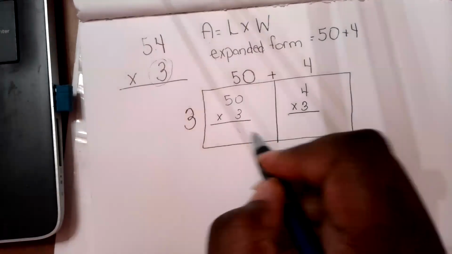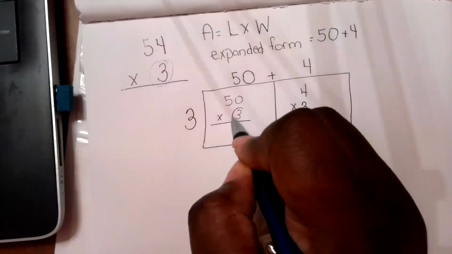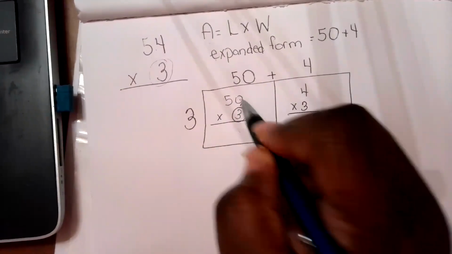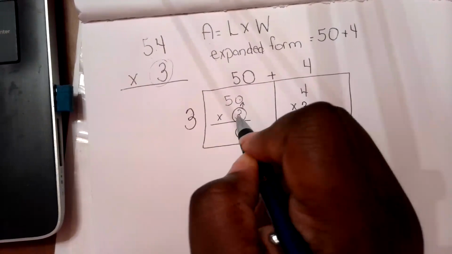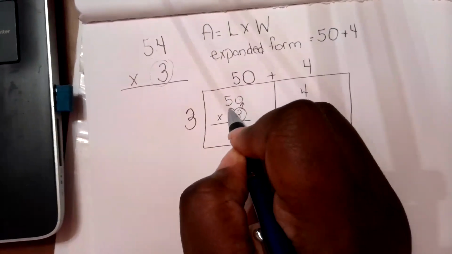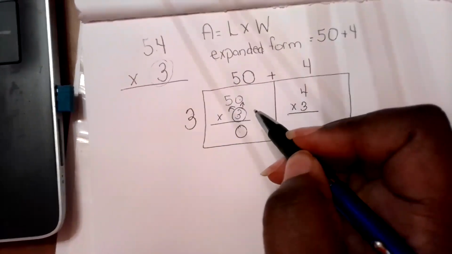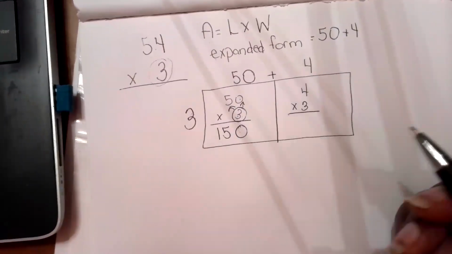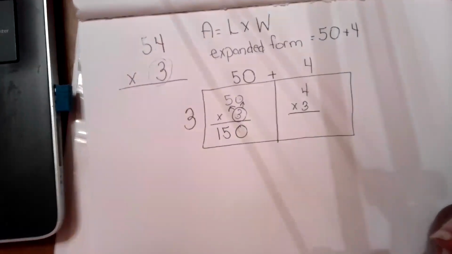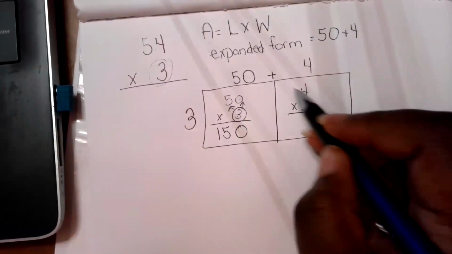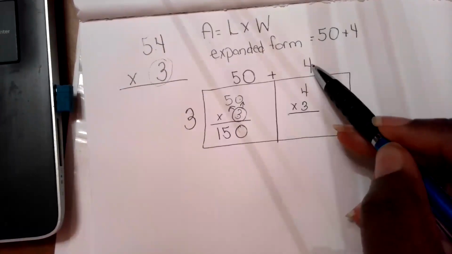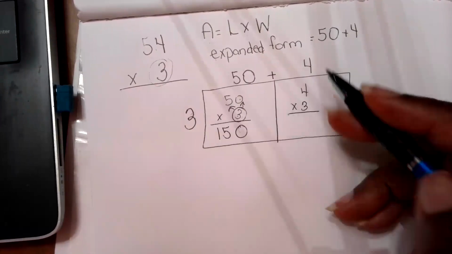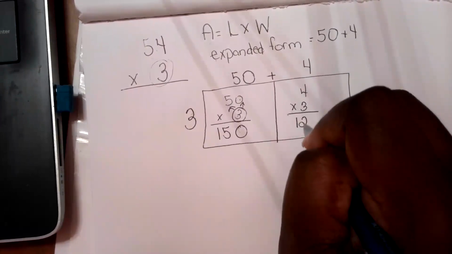So for the area of this first box, I'm going to take my bottom number and multiply it times my ones place first. 3 times 0 is 0. Then I'm going to multiply it times my tens place. 3 times 5 is 15. So 50 times 3 is 150. Then I'm going to get the area of this box, where we've already got length, which is 4, times my width, which is on the side, 3. So 4 times 3 is 12.